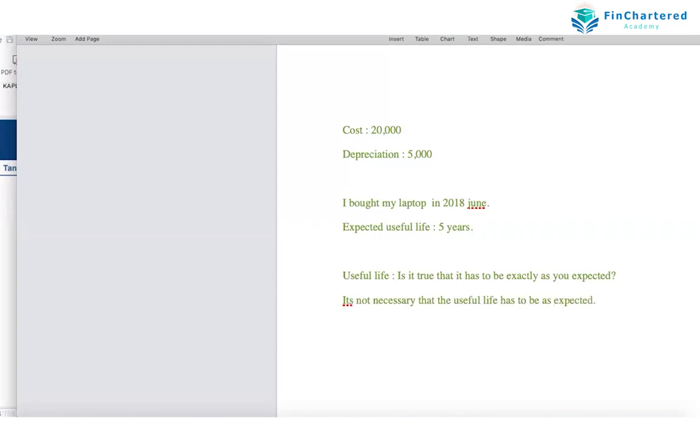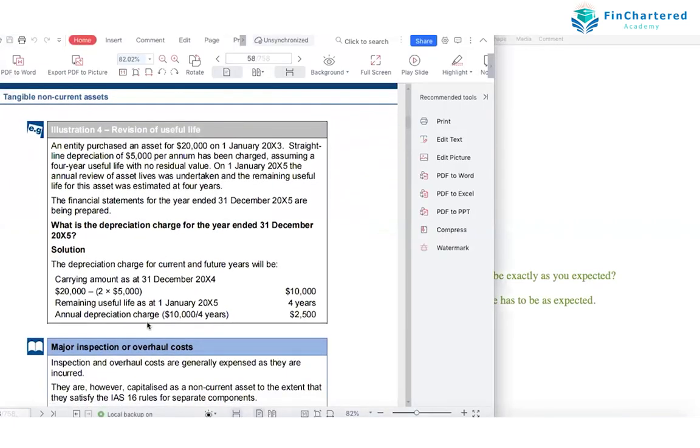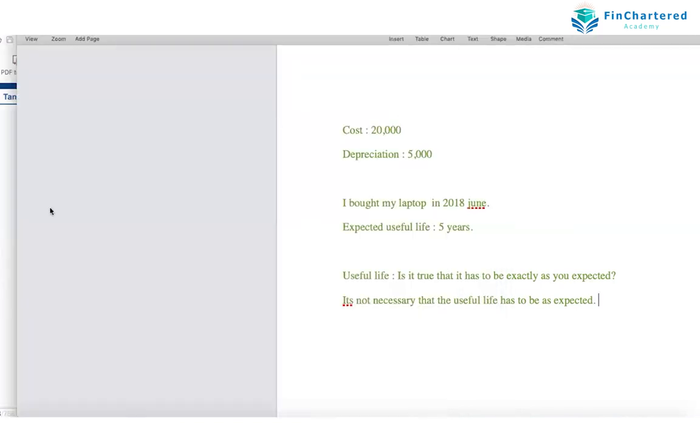Are you understanding? And that is what is happening here. We originally thought that the useful life is 4 years. But on 1st Jan, that is after 2 years of using the asset, we realized that I can use it for another 4 years. Let me repeat what is happening here.